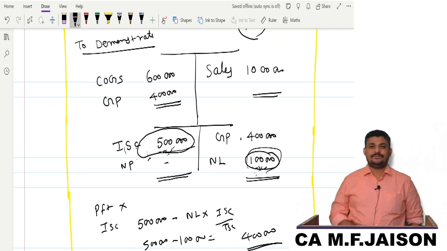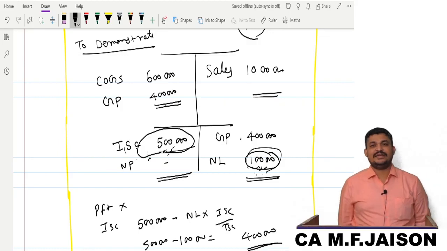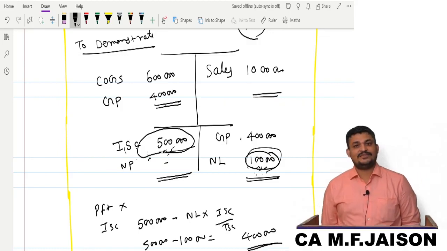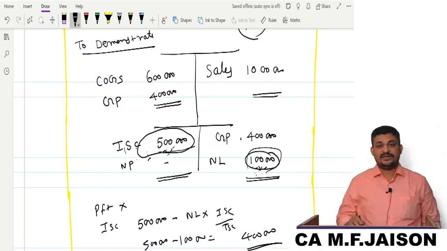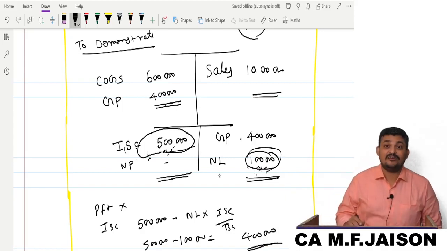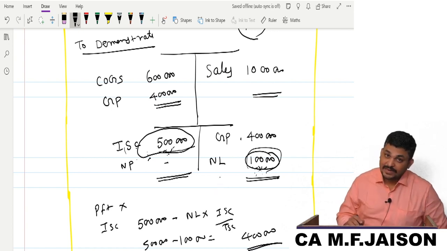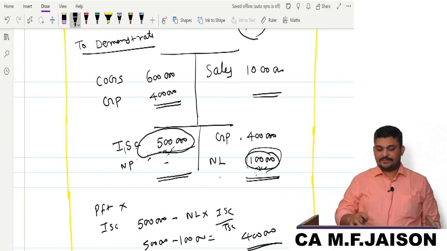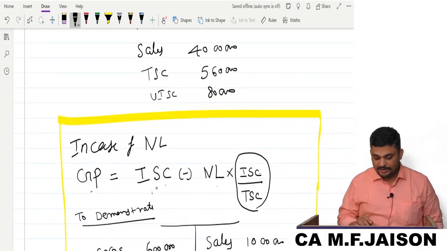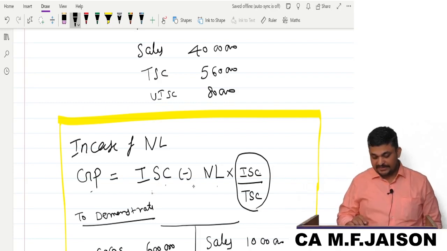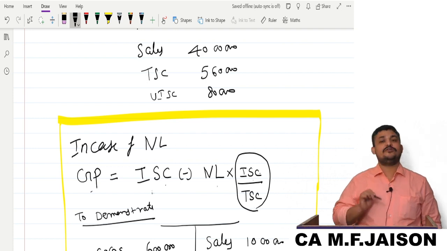I can put it this way. If the business is having straight away gross loss, there won't be any compensation. Understood? But if the business is having gross profit but it is net loss, the computation will be: insured standing charges minus net loss into insured standing charge divided by total standing charge.